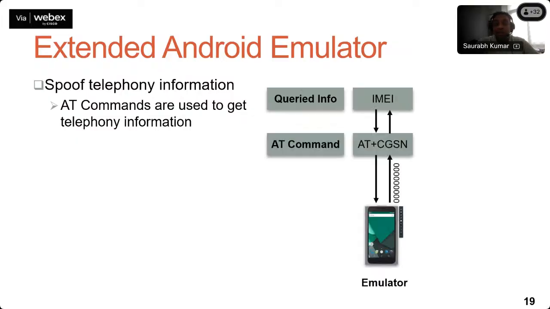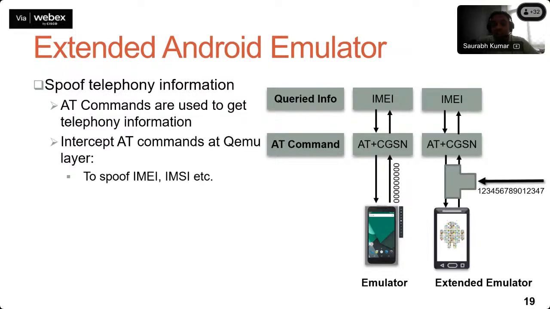For example, if it is running on the vanilla emulator, the AT command is AT plus CGSN. Once we fire this command, it will return the IMEI value. And if it is running on the vanilla Android emulator, it will give you all zeros. But to spoof these things, we intercept everything inside at the QEMU layer. So the QEMU layer means the Android emulator.